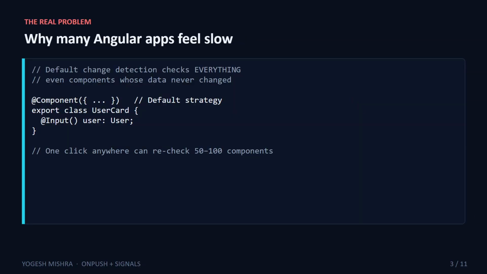The main reason many Angular applications feel slow is the default change detection strategy. By default, Angular checks every component in the tree, even the ones whose data never changed. So when a user clicks somewhere, Angular may recheck 50 or even 100 components. This extra work is what makes the UI feel laggy, especially on large pages.